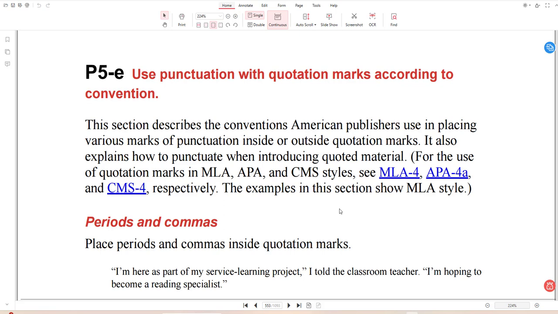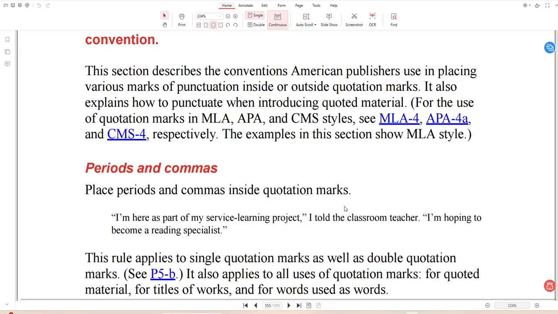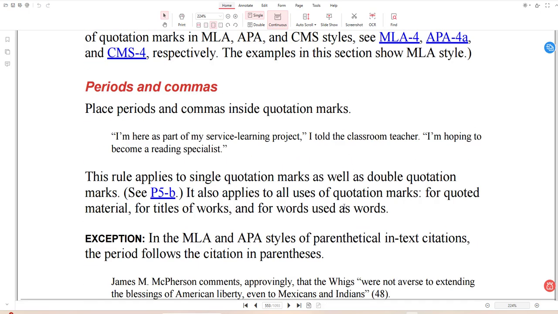This section describes conventions American publishers use in placing various marks of punctuation inside or outside quotation marks. It also explains how to punctuate when introducing quoted material. Place periods and commas inside quotation marks.